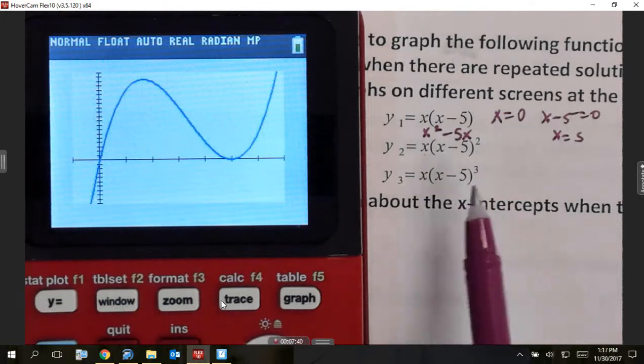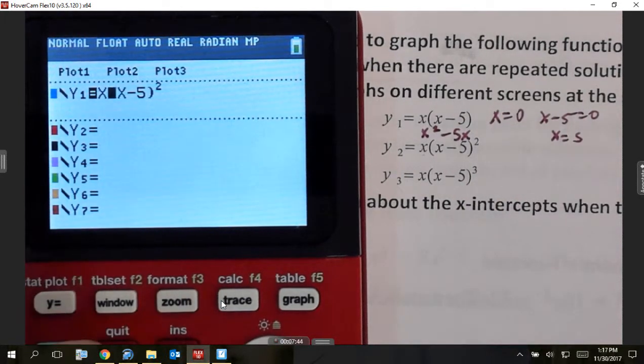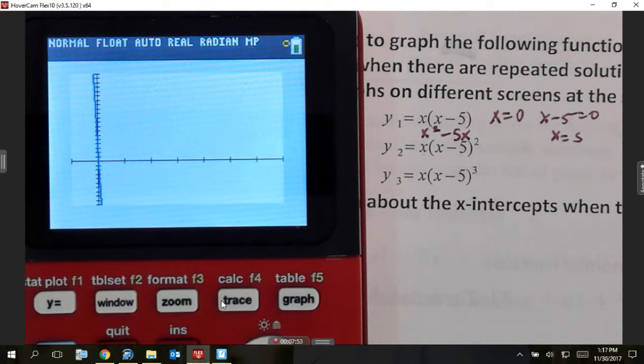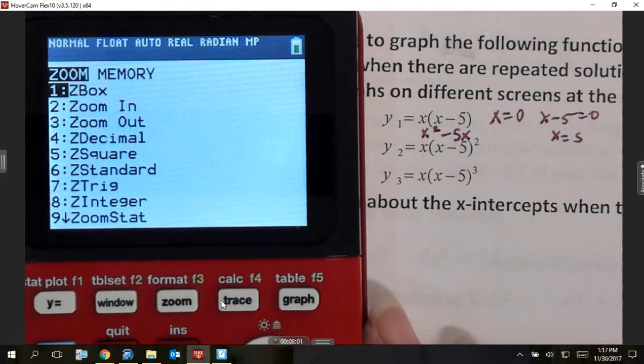Let's see that. Let's change it to a third. So you just go on top of the 2 and change it into a 3. That's the fastest way of doing it. I'm going to have to change my graph a little bit for this one. Let's see if it zooms a bit.